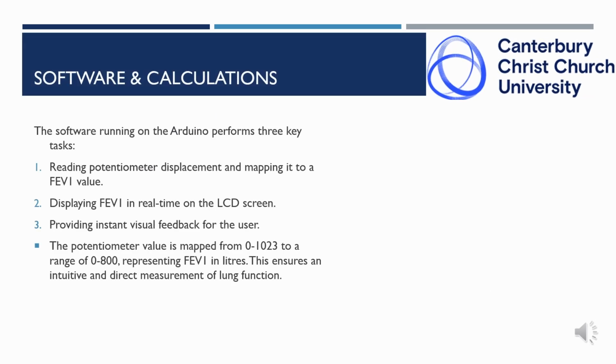Now, how is the potentiometer voltage converted to an understandable FEV1 value? There's a running code on the Arduino used for mapping the potentiometer range from 0 to 1023 to an FEV1 range of 0 to 880 liters. This creates an intuitive and direct measurement of lung volume, while removing the complexities of integrating pressure sensors and additional flow algorithms. The 0 to 880 range was chosen as it corresponds to the values currently used in the healthcare system.